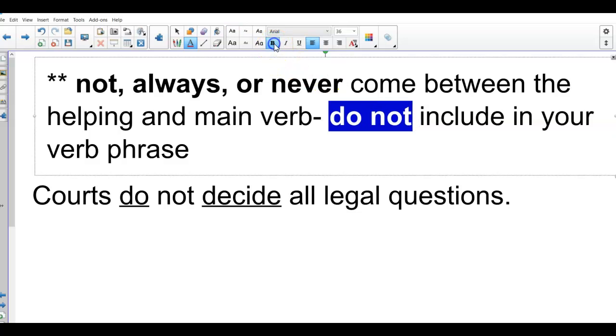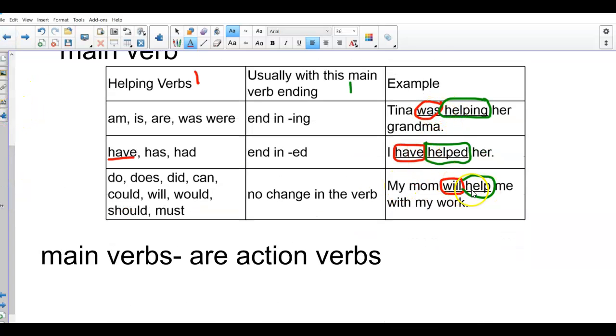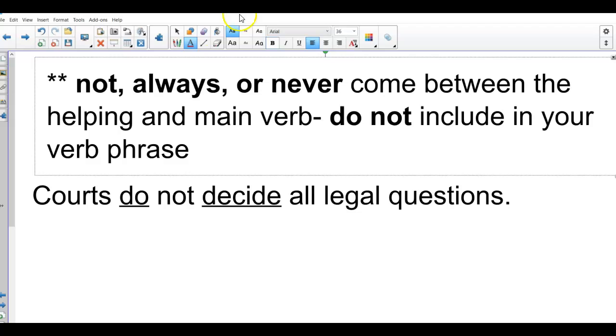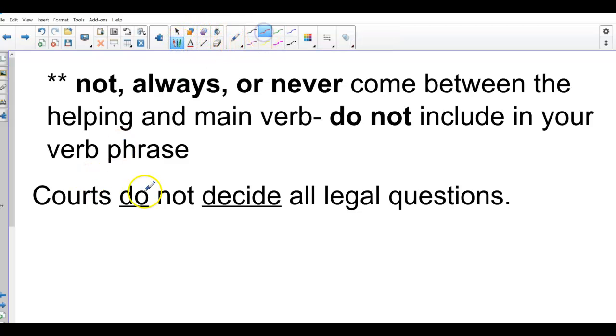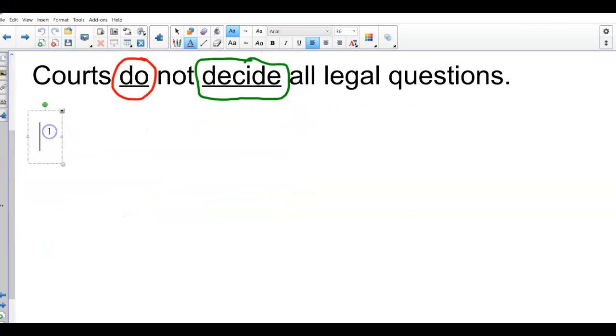Okay, so you might have some words that come in between the verbs, whereas on the last page, I didn't have any words come in between. They were working right next to each other. Okay, this time I do, so I'm not counting not. So then again, I'm going to circle my helping in red and my main in green. Okay? So just so you know, if you have not, always, or never come in between the words, you're not going to use those. You're not going to include them. All right, some practice sentences.